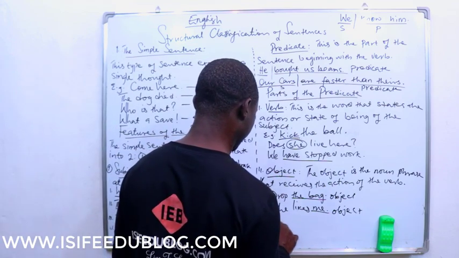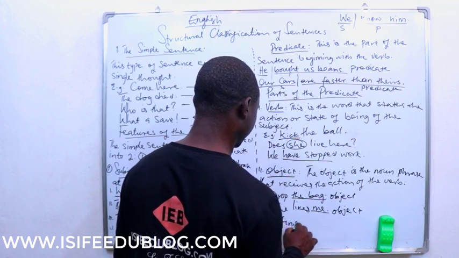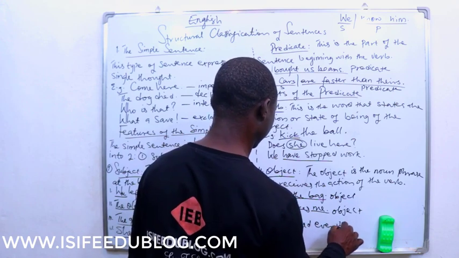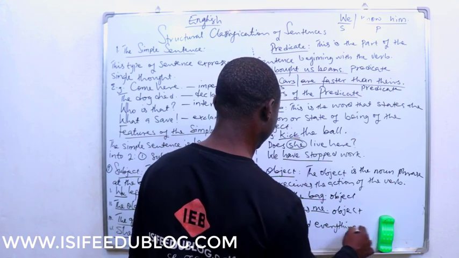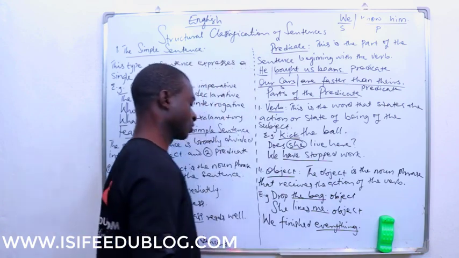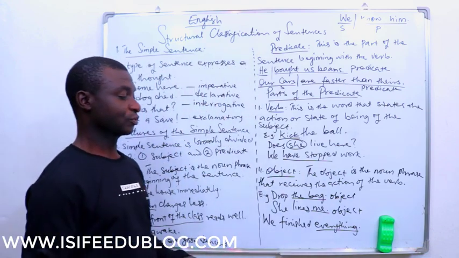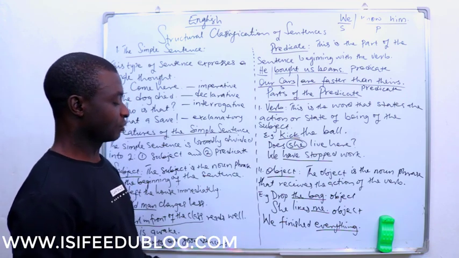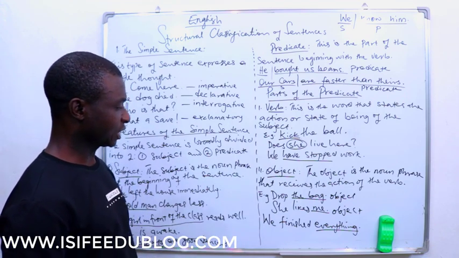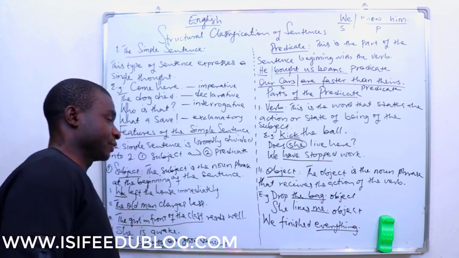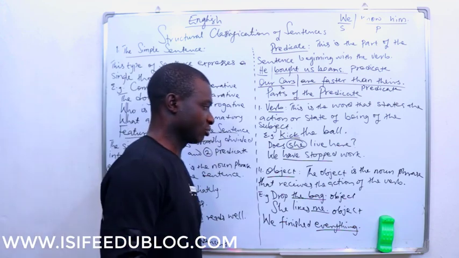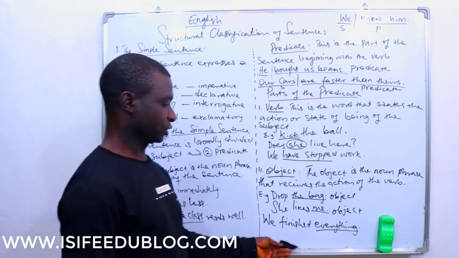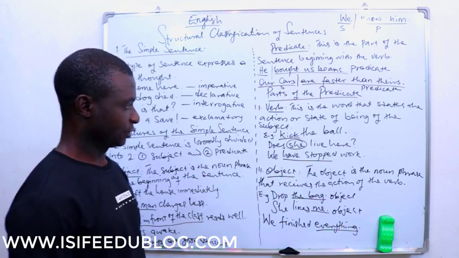We finished everything. Everything is the object of the verb finish. So, that's the second part of the predicate, which is the object. We'll now take the third one, which is the complement.